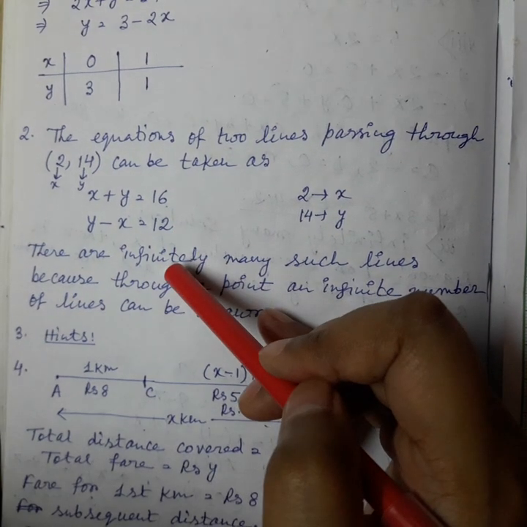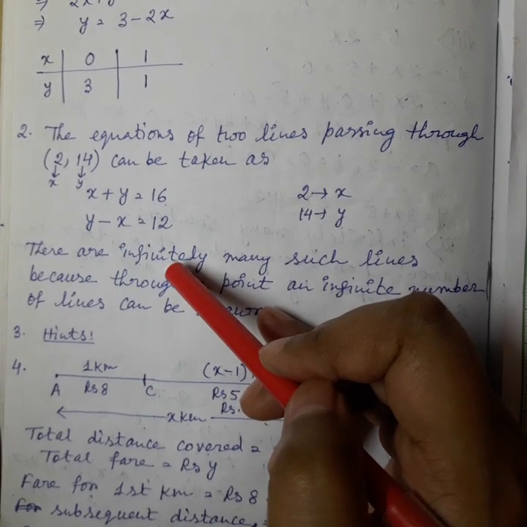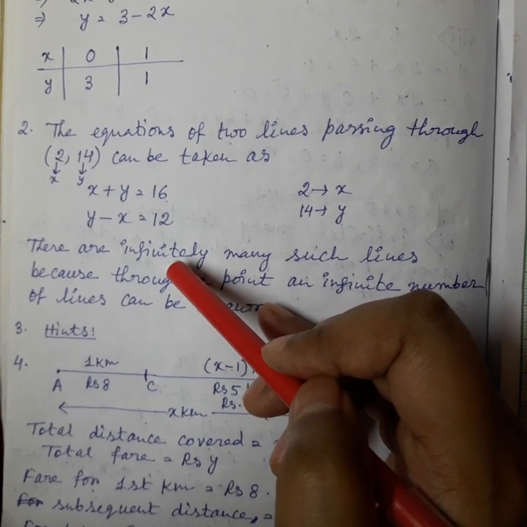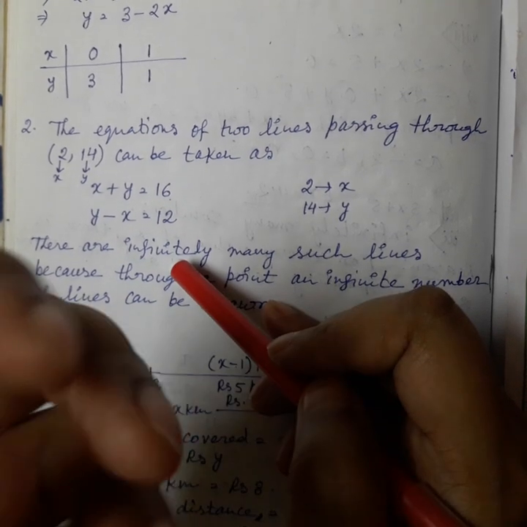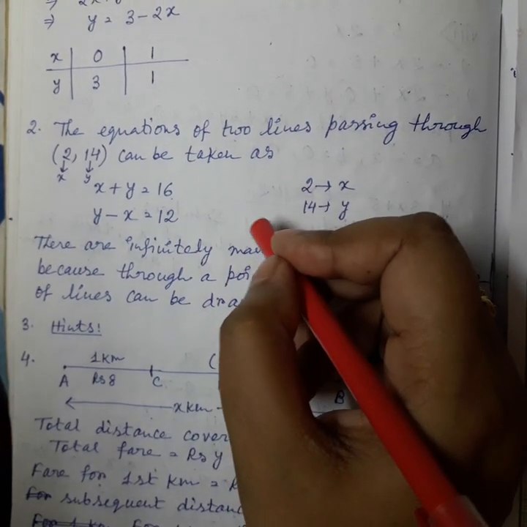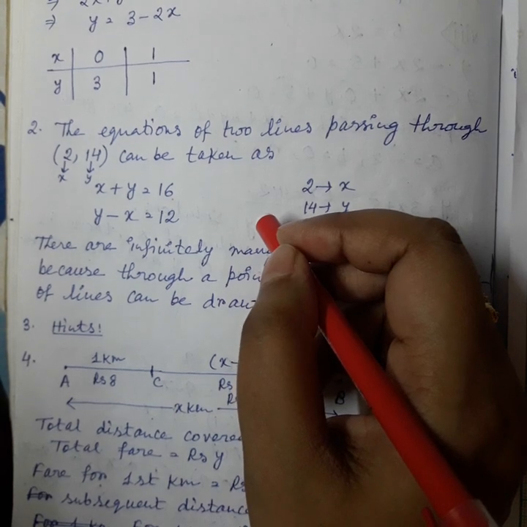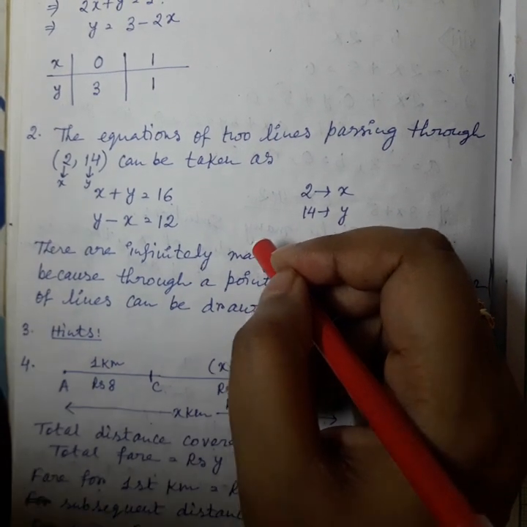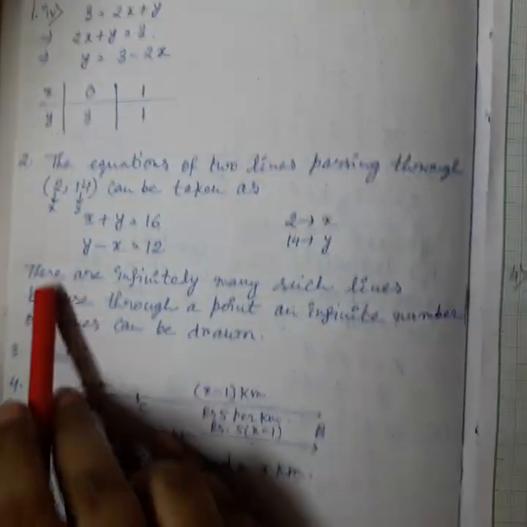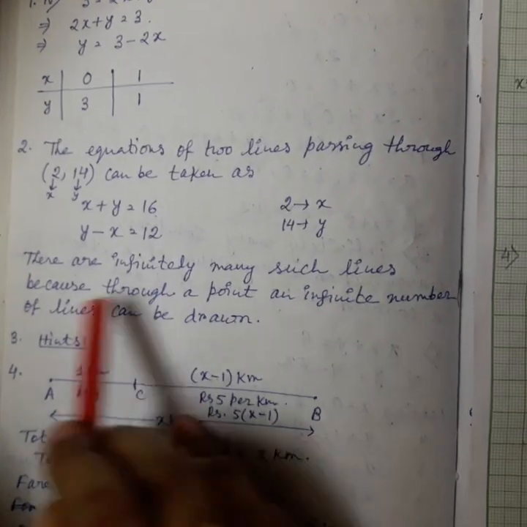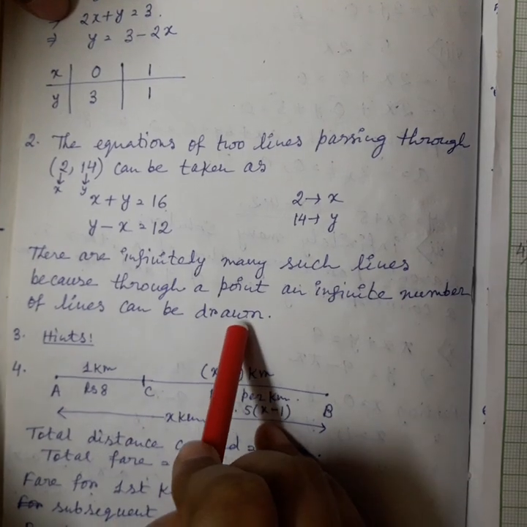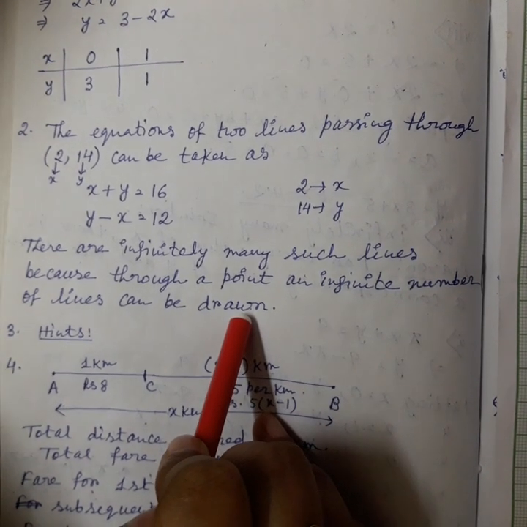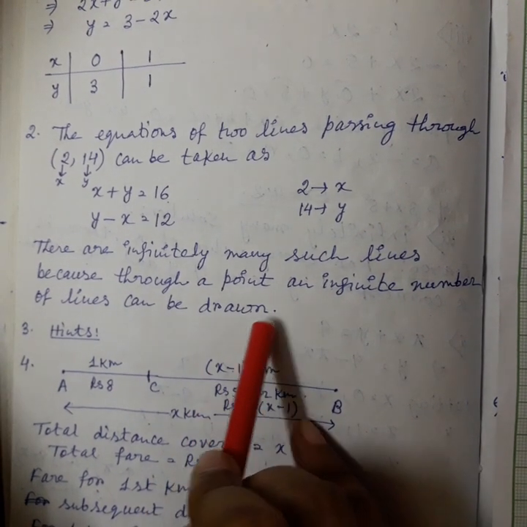In this way, many equations you can form, because we know that linear equations has infinite number of solutions, or within any point many infinite number of linear equations you can make. So why? The reason is there are infinitely many such lines because through a point an infinite number of lines can be drawn. So that will be the answer.